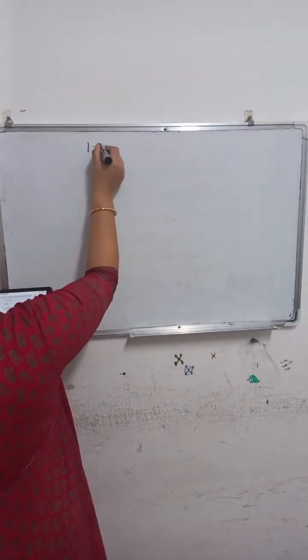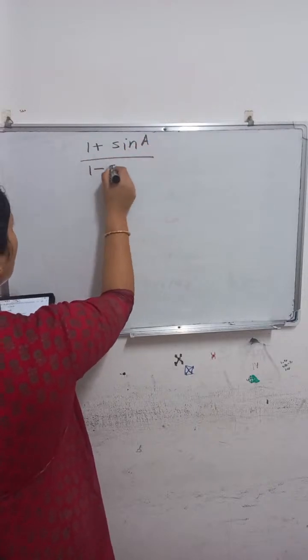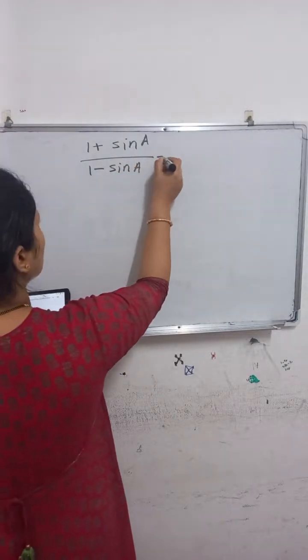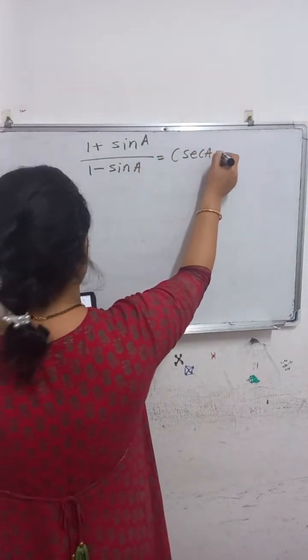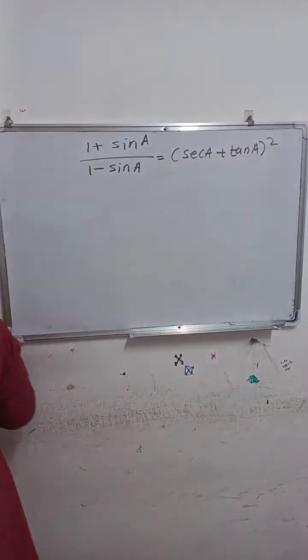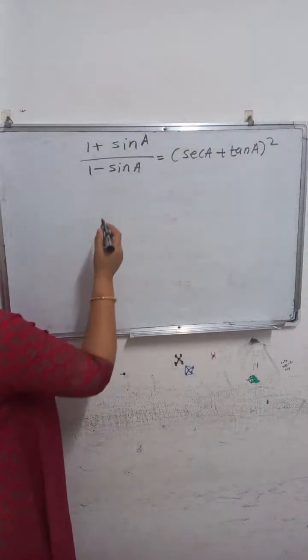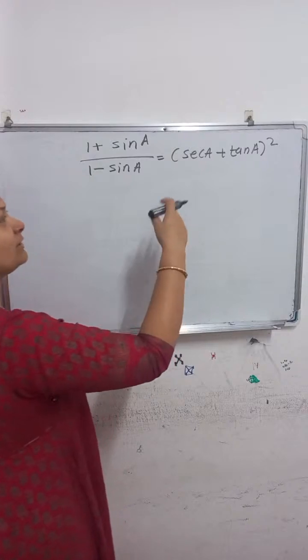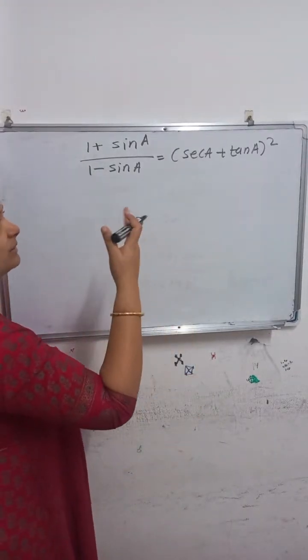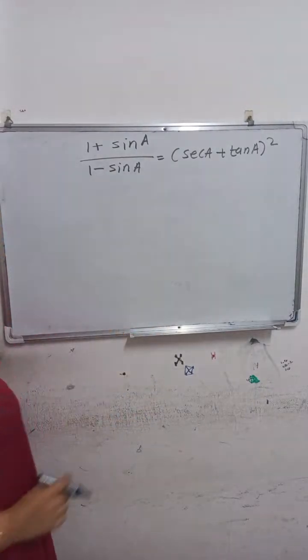Here we have 1 plus sine A upon 1 minus sine A is equal to sec A plus tan A whole bracket square. Okay, so here how to solve this question. This is also very important. If we expand this by using A plus B whole bracket square, still we will not get the answer. So first you can take this.